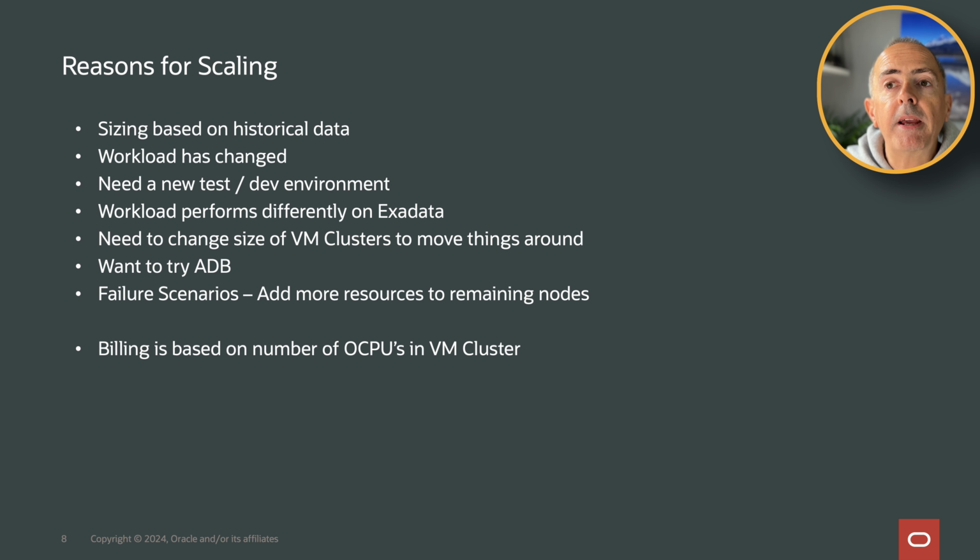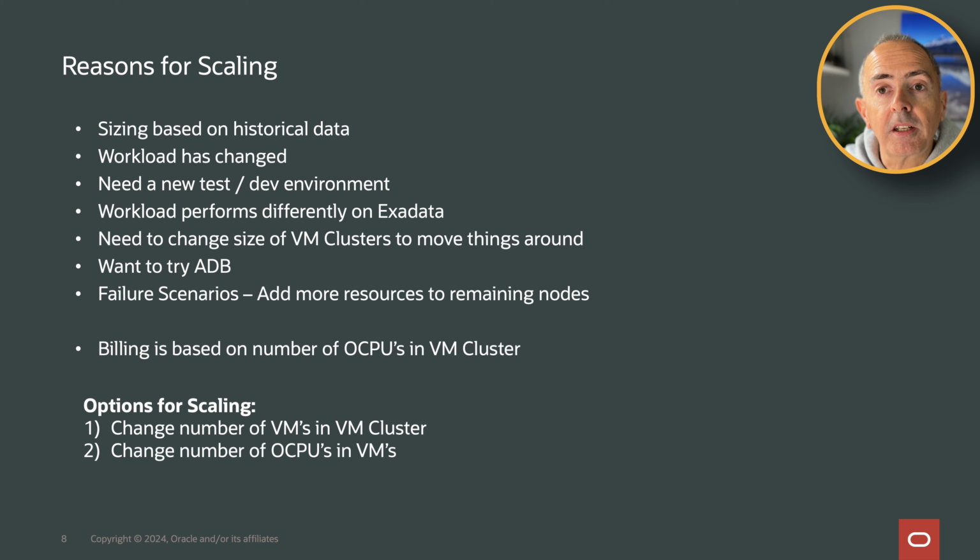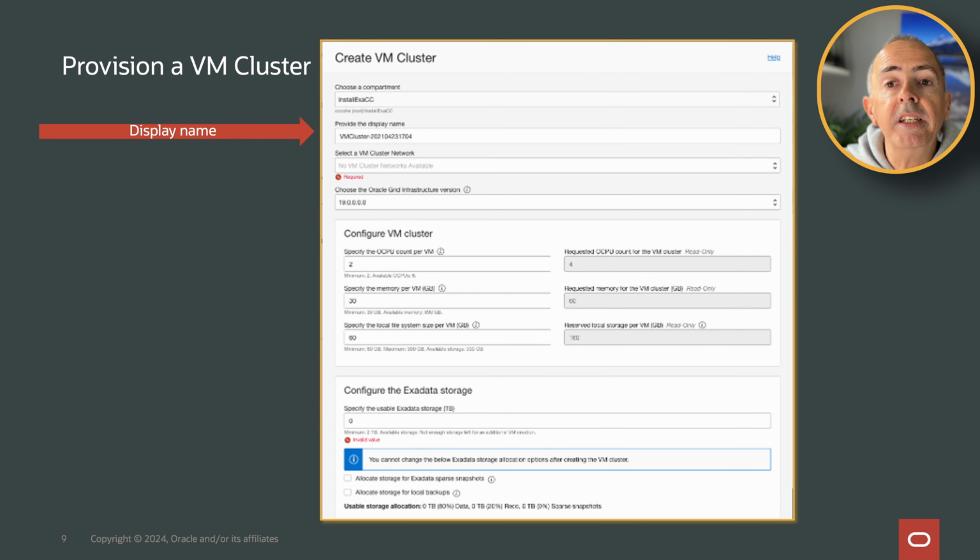And because billing is based on the number of OCPUs in the VM cluster, what options do you have for changing the size? Well, one is you can change the number of VMs in a VM cluster, and secondly, you could change the number of OCPUs in each of those VMs. So let's just go back to how we would initially provision a VM cluster.